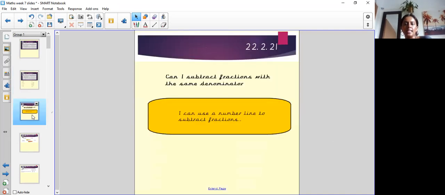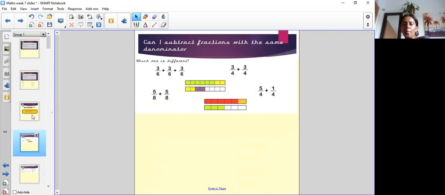Great. So let's see what our learning objective is today. So it says, can I subtract fractions with the same denominator? So let's have a look at how we're going to do that. So before we begin, have a look at this. Which one is different? Now, this one's a bit tricky. Take a moment to pause the screen and see if you can work out exactly what the fractions are, and then decide which one looks different.